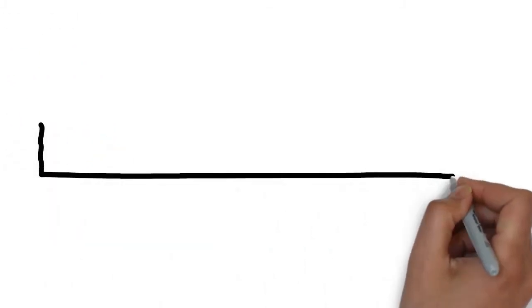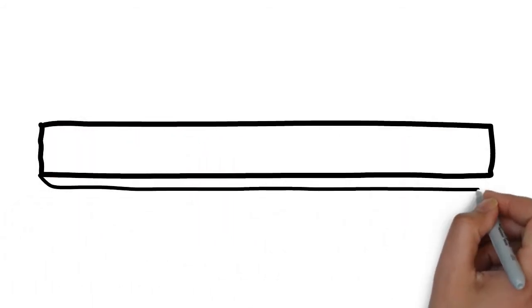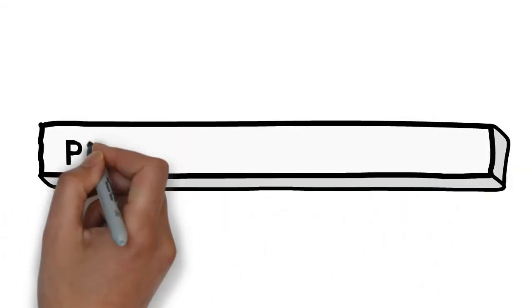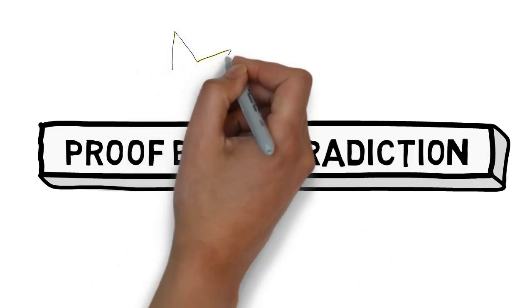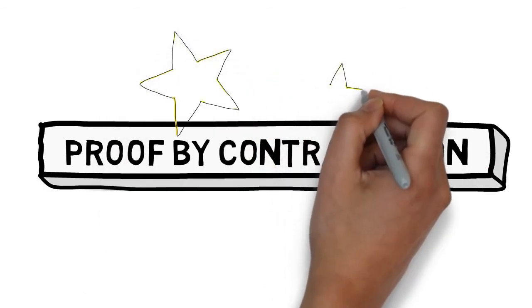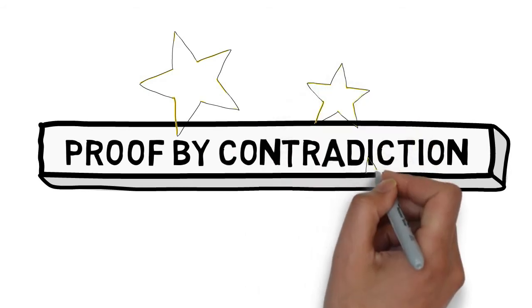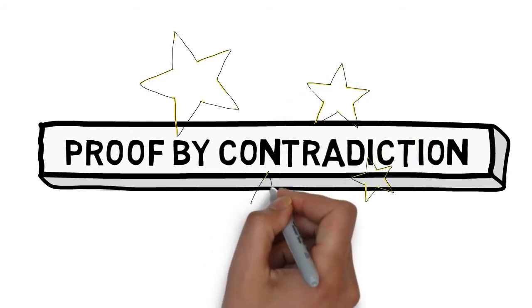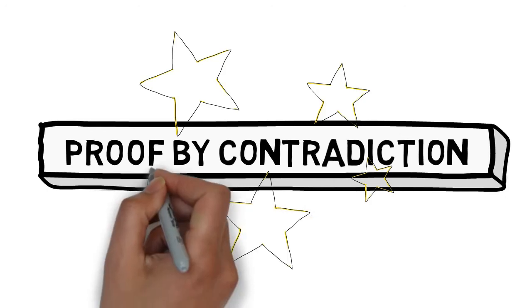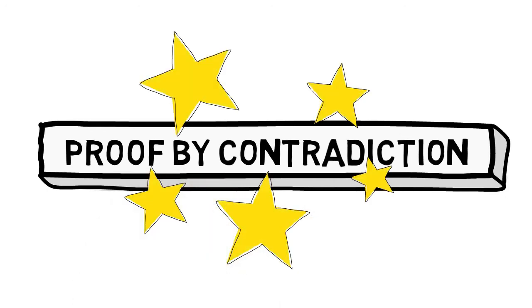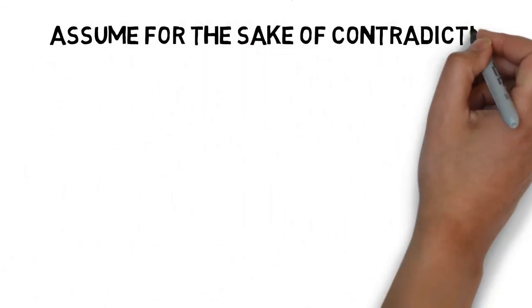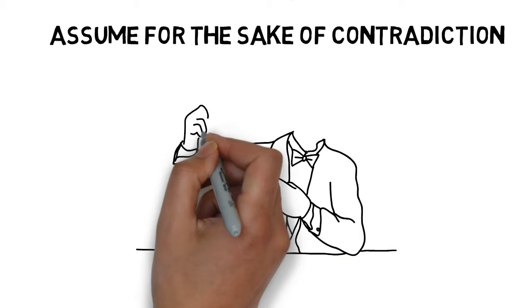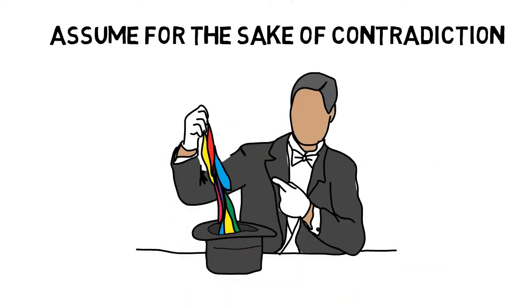To prove the undecidability of the halting problem, we will need to use the process of proof by contradiction. Proof by contradiction is a method of proof that establishes the truth of the proposition by showing that assuming the proposition to be false leads to a contradiction. For this proof, we will assume for the sake of contradiction that such a magical being exists that can solve the halting problem.